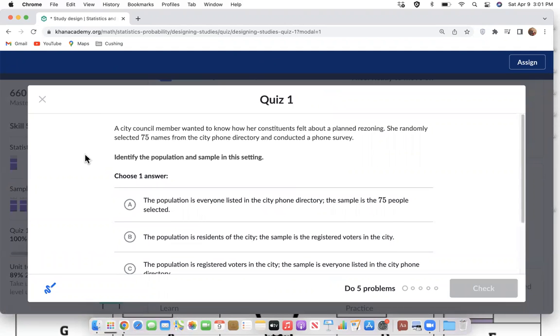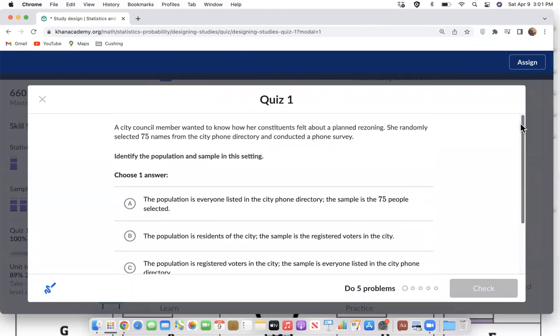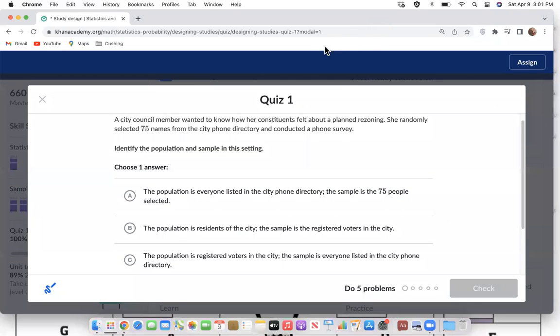All right, so this one says a city council member wanted to know how her constituents felt about a planned rezoning. She randomly selected 75 names from the city phone directory and conducted a phone survey. Okay, so what they're asking about is the population and sample. So for reading here, we only have A, B, and C as options. So I'm just going to read it one more time, and think about what might the population be and what might the sample be.